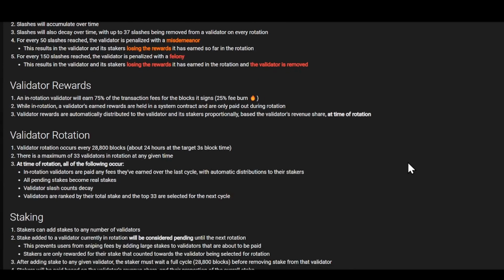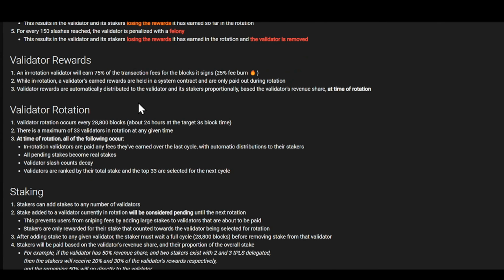Whenever it comes to validator rewards, an in-rotation validator will earn 75% of the transaction fees for the blocks it signs. So 25% of the fee is burned. While in rotation, a validator's earned rewards are held in a system contract and are only paid out during rotation. So they're paid out during the full rotation, ladies and gentlemen. I have to make that very clear. Validator rewards are automatically distributed to validators and stakers proportionally based on the validator's revenue share at the time of the rotation.